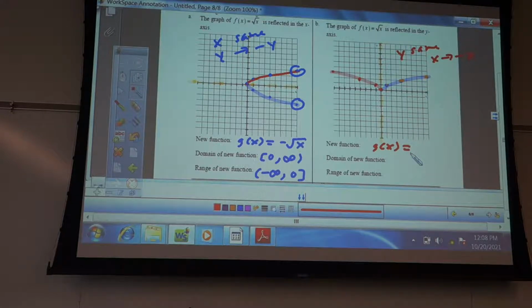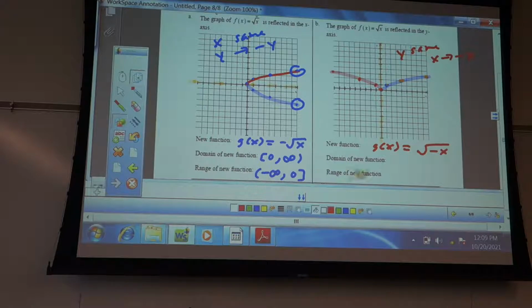Everybody done with that? Okay, so my x becomes negative x. It's just the same thing, only instead of x, I'm going to write negative x. Inside the square root, where x is, that's what becomes negative. My domain goes all the way from forever up until that spot, and it stops there.